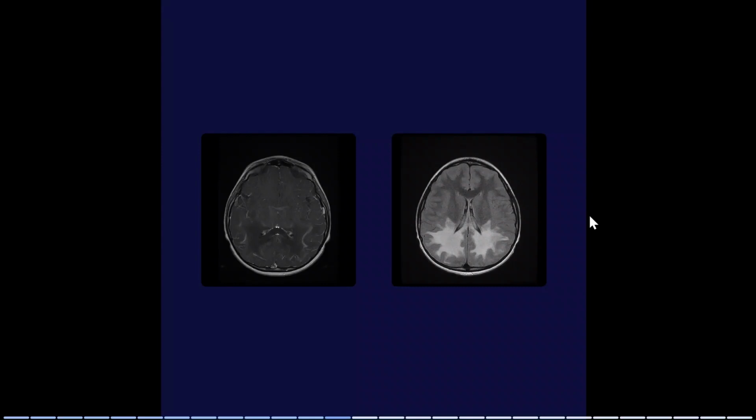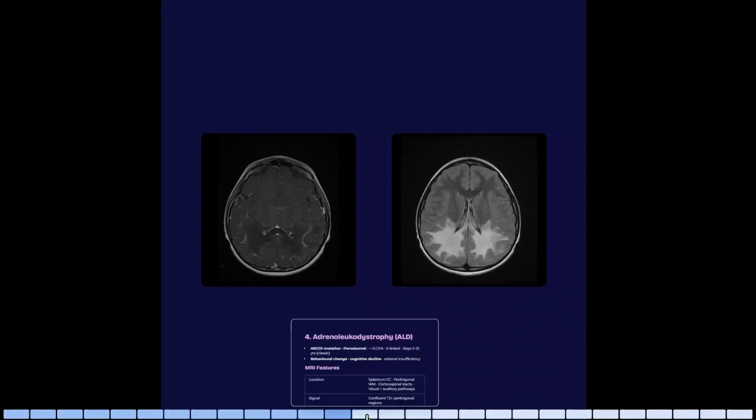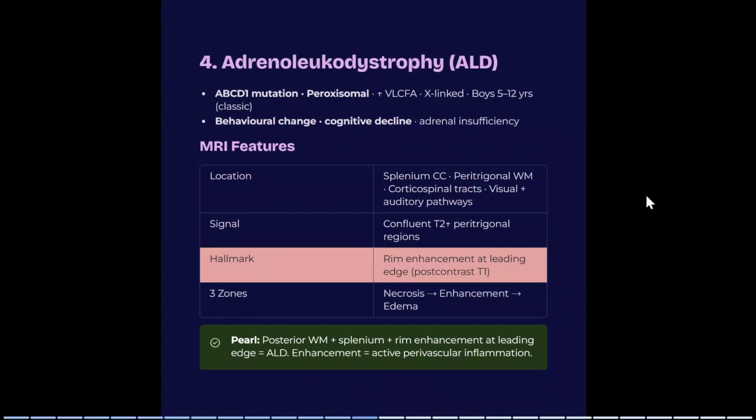When it comes to such a picture, which is a bit similar to a butterfly pattern, the only one thing that we come across is adrenoleukodystrophy. So when it comes to adrenoleukodystrophy, think of it like a disease in which you can see a little bit of butterfly-like pattern in the posterior aspect of the brain, and the patient might be presenting with behavioral changes, cognitive decline, or adrenal insufficiencies, and it involves splenium of the corpus callosum, as that lies at the posterior aspect. Peritrigonal white matter is involved, corticospinal tracts, visual auditory pathways are involved.